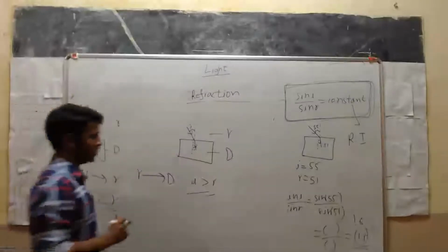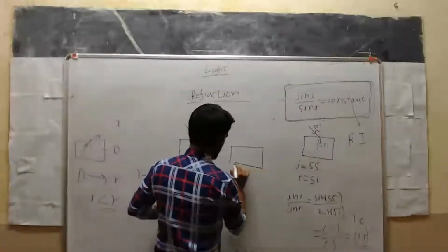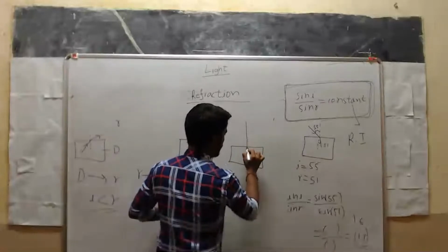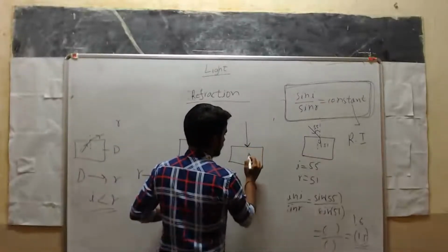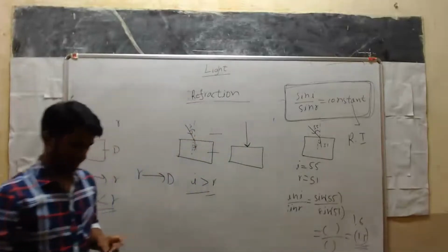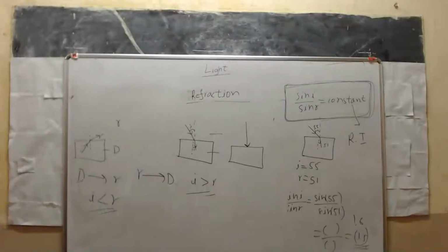So I will give you one homework. If you pass a ray of light perpendicular to the surface, how does it bend? We will discuss tomorrow. I will stop here.